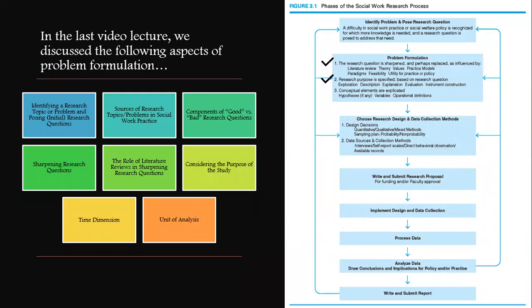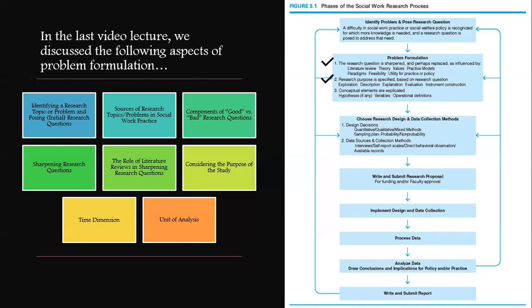So in the last video lecture, we discussed the following aspects of problem formulation: identifying a research topic or problem and posing an initial research question. We also discussed sources of research topics and problems in social work practice. In addition, we discussed components of good versus bad research questions. We also discussed sharpening research questions and the role of literature reviews in helping us to sharpen our research questions. We also discussed 5 purposes for conducting research. And finally, we discussed the importance of considering the time dimension as well as the unit of analysis.